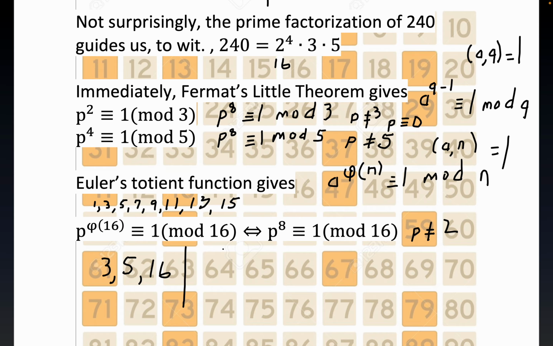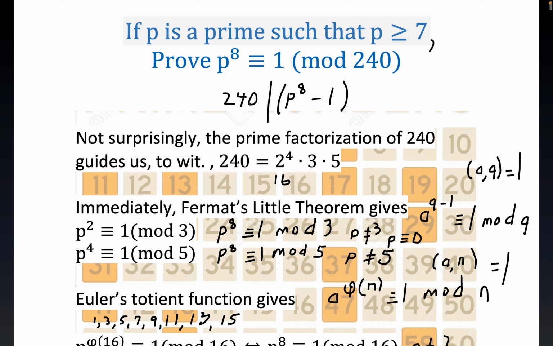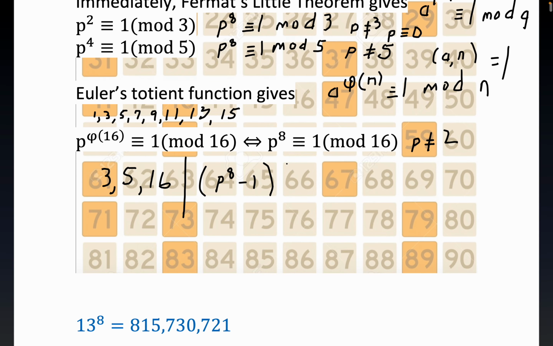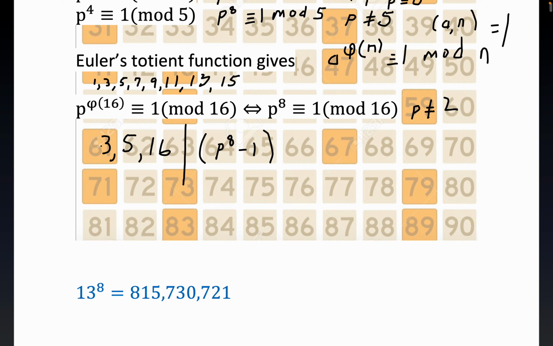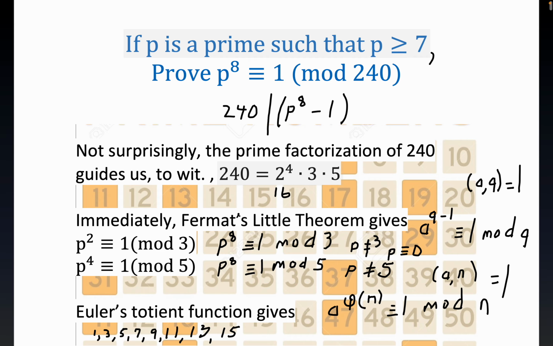So I'm looking right here. Divides p to the 8th minus 1. And that's what we're trying to show here. This 240 has to divide p to the 8th minus 1, but remember, 16 times 3 times 5 is 240. And we've just shown that these 3 steps we went through show that 3, 5, and 16 divide p to the 8th minus 1. Therefore, the condition we're trying to prove is true.